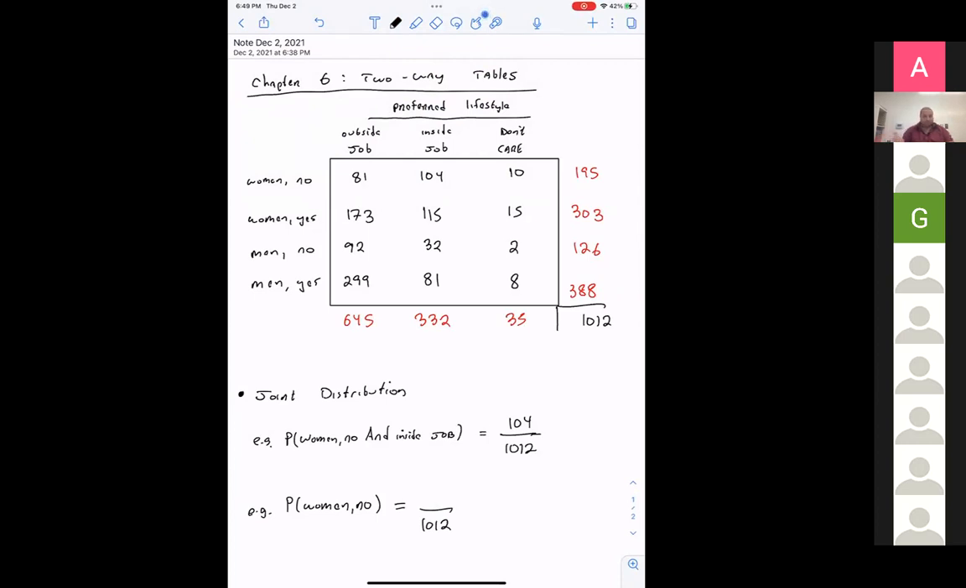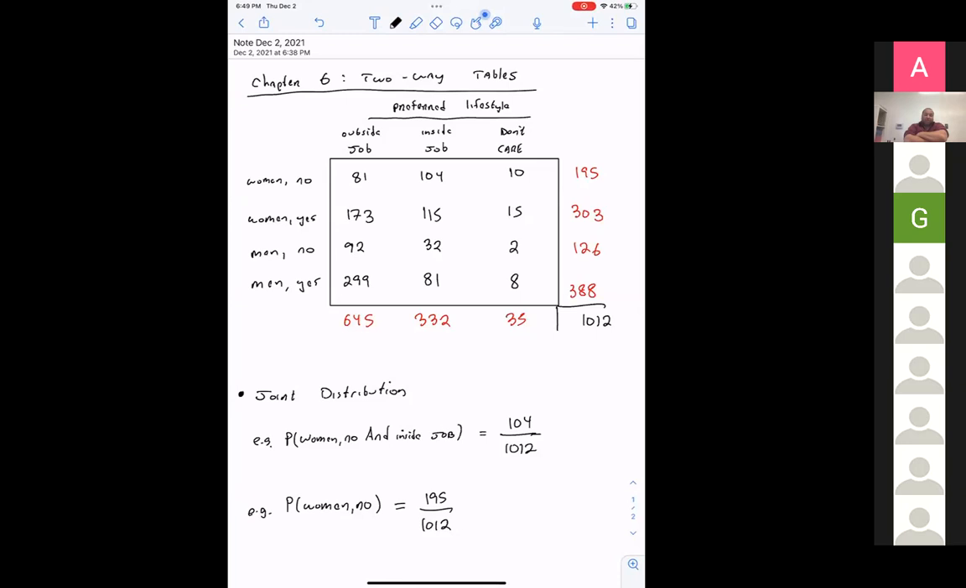195. Is that your answer? Yes. Just 195? That's the likelihood that I pick one? Over, well, you already have the denominator. Oh, so I see what you're doing there. Okay, all right, 195 over 1012.